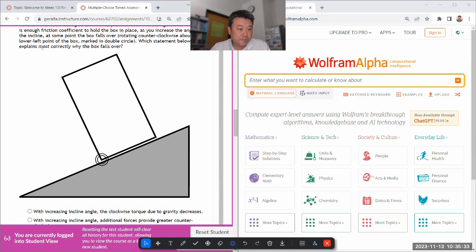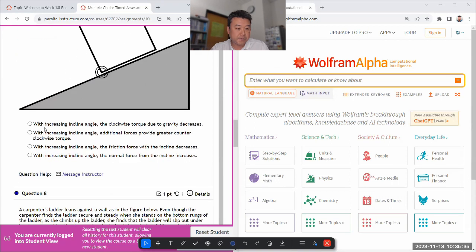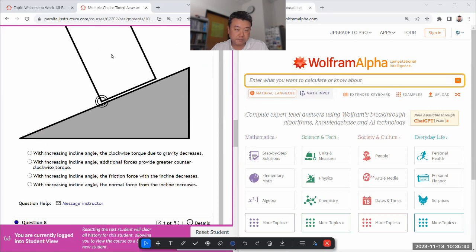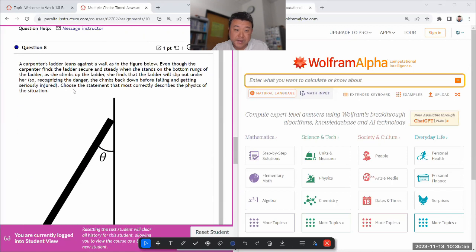Okay, this most correctly explains why it falls over. Increasing angle, clockwise torque. Yeah, I explained it in the other question. The gravity is providing clockwise torque. As the angle increases, it decreases to zero, and then turns negative, or counterclockwise. The rest seems fine.